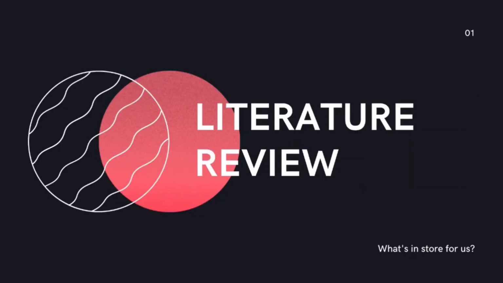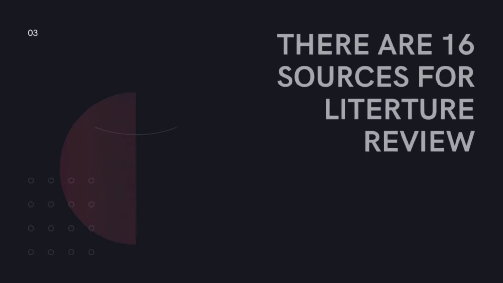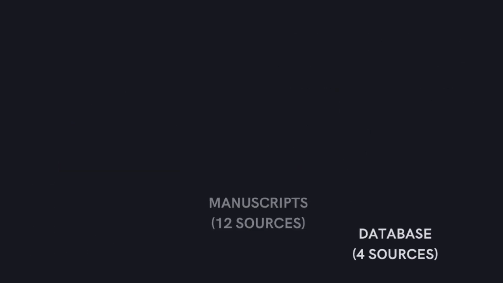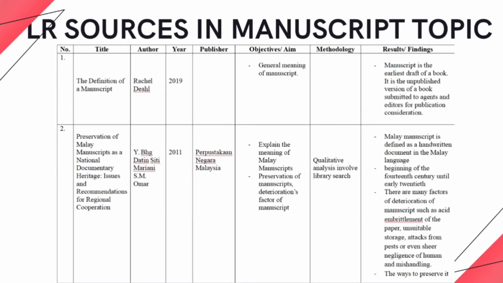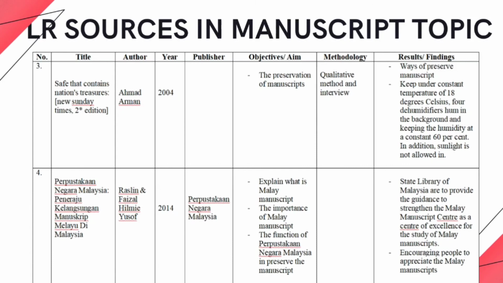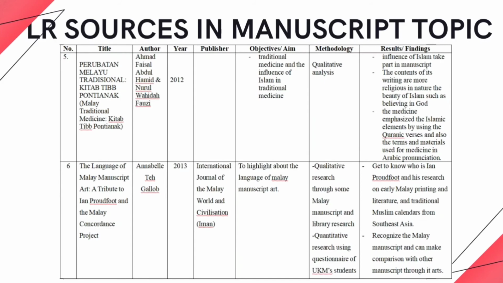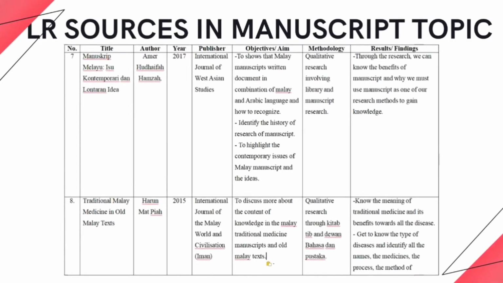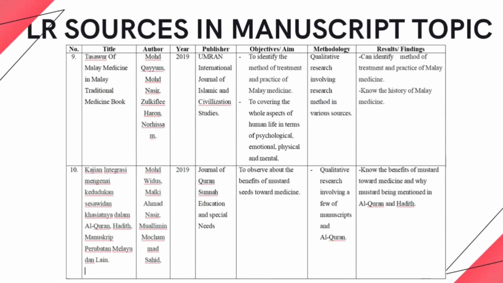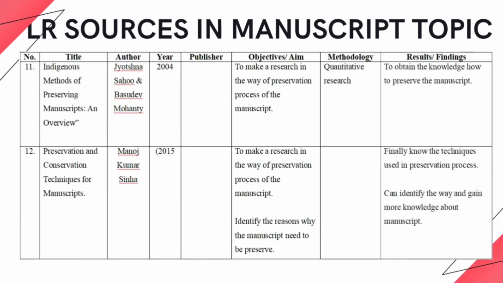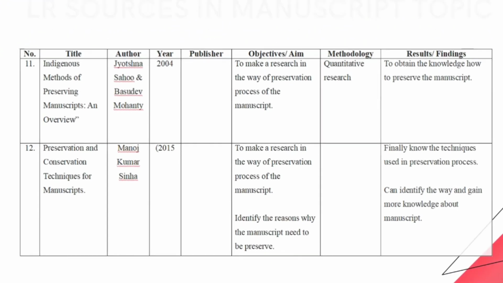Next is the literature review. There are 16 sources for literature review that were divided into two, which are manuscript and database. This is the list of literature review in the manuscript topic, which contains a total of 12 sources. The summary of all the sources in this topic is mostly about the general meaning of manuscript, the Malay medicine and manuscript, the preservation process of Malay manuscript, the discussion about the content of knowledge in Malay manuscript and Malay texts, and the reason why the manuscript needs to be preserved.